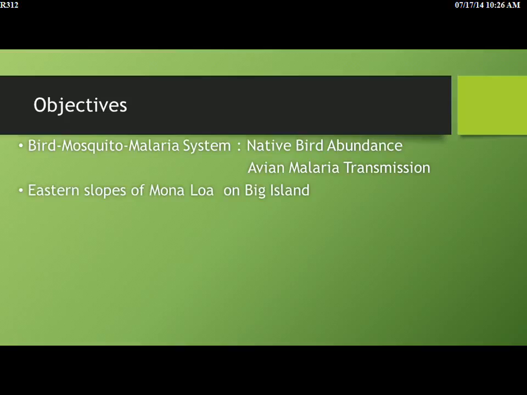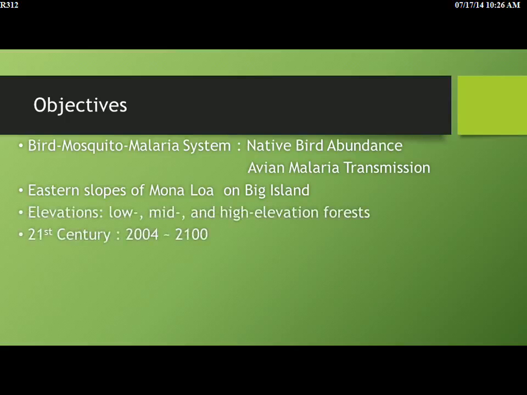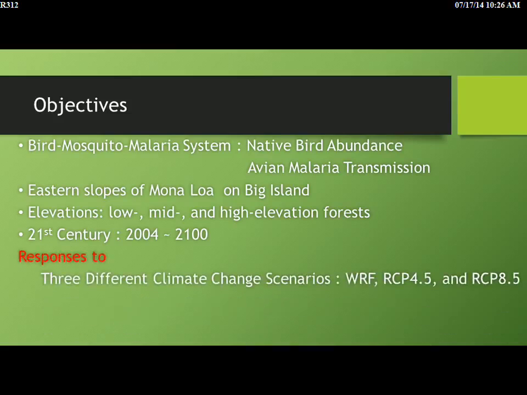Again, we really are focused on the eastern slopes of Mauna Loa. This may not apply very well to other places in Hawaii, like Kauai. Mosquito habitat may be quite different there. The dynamics may be quite different there. We're going to keep things confined to these three elevation ranges, and we're going to project things out to 2100, so about 100 years. And then we're going to look at three different climate scenarios.